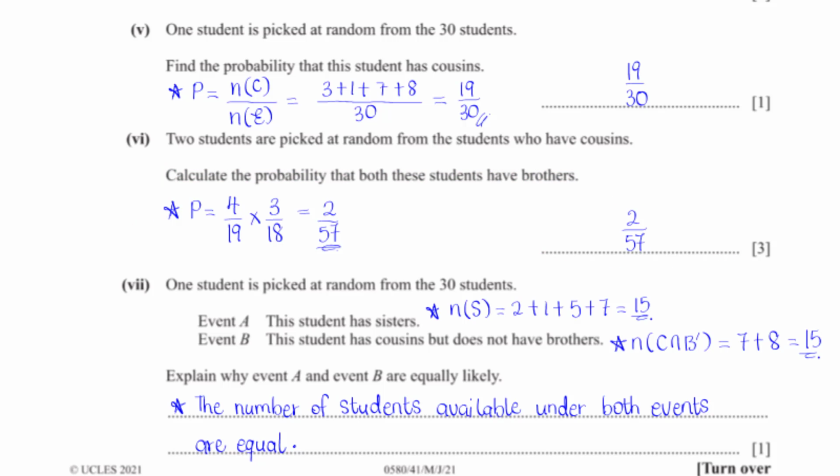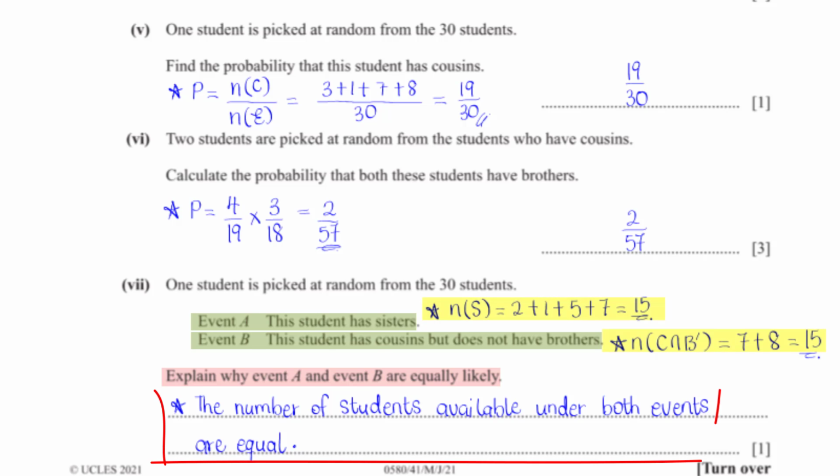One student is picked at random from the 30 students. Event A, this student has sisters. Event B, this student has cousins but does not have brothers. Explain why events A and B are equally likely. This is simply because the number of students available under both events are equal.